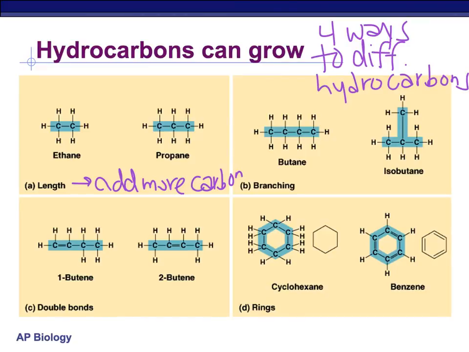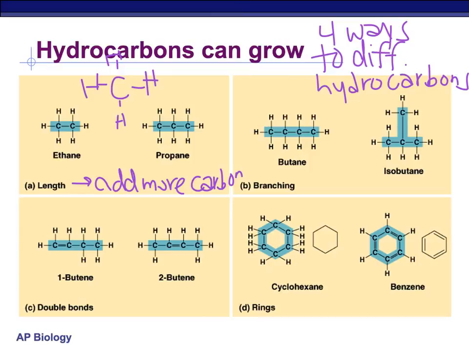How many carbons did methane have? 1. So methane is 1. 2 carbons is ethane. 3 carbons is propane. Do you know what 4 carbons is? Butane. What's 5 carbons, guys? Methane, ethane, propane, butane, pentane. 5 is pentane. Look at those gases.